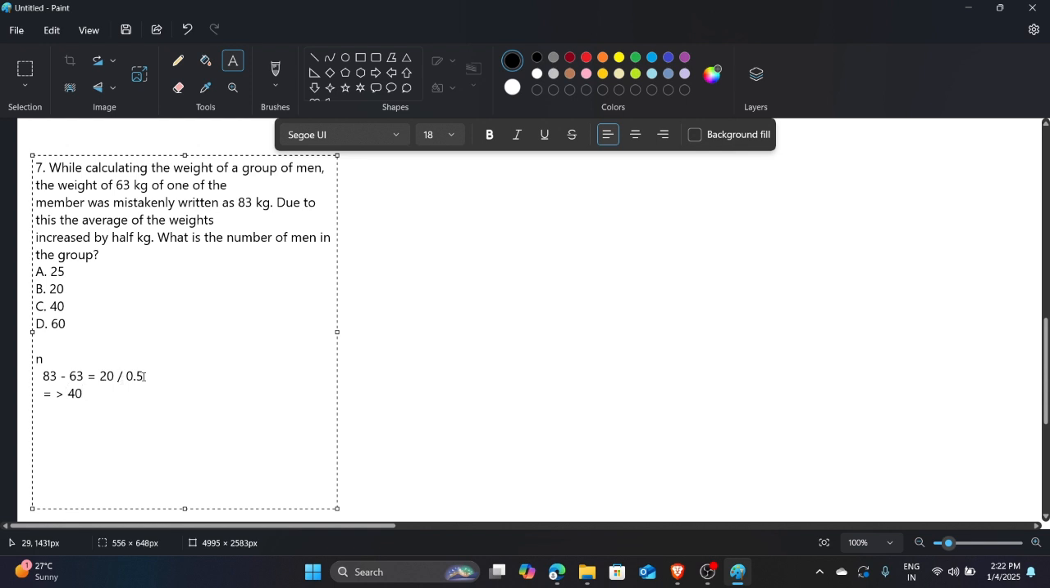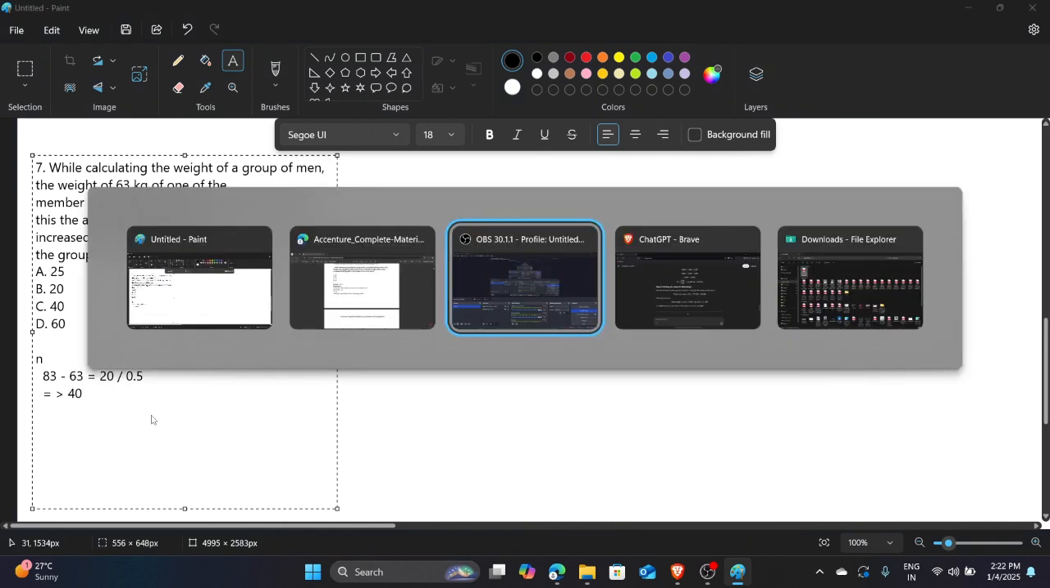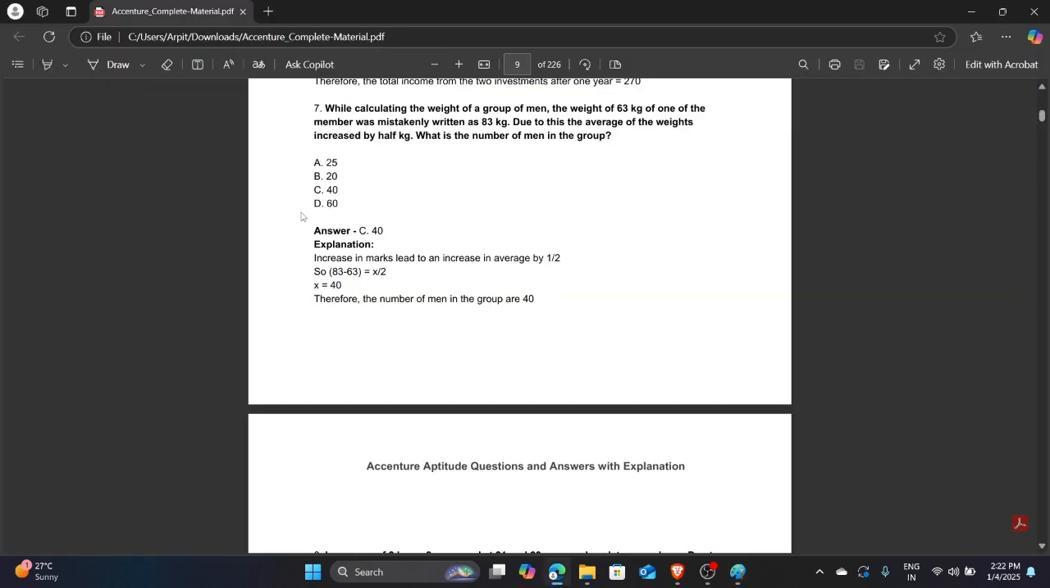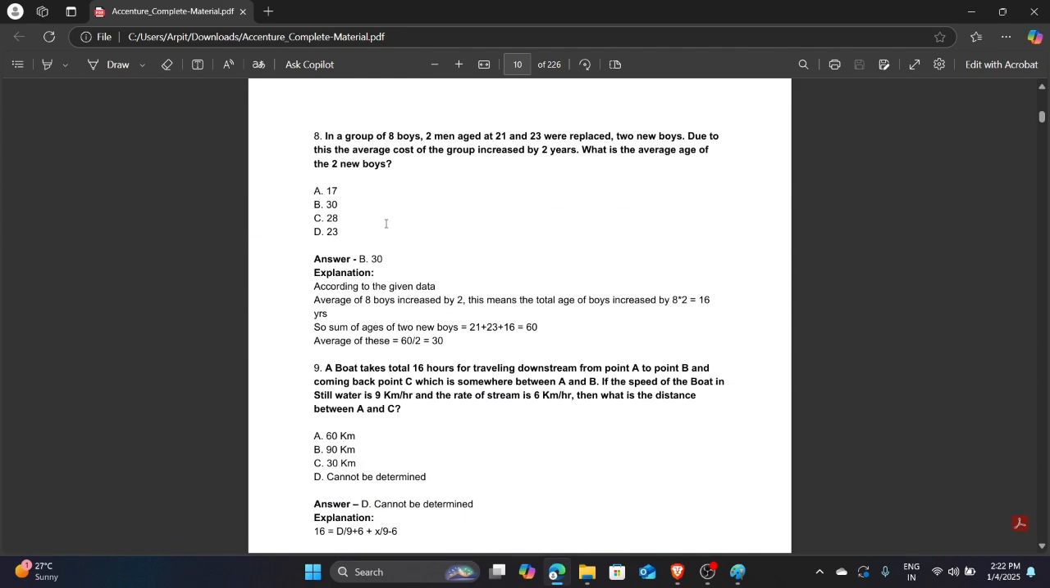I am expecting that you have the knowledge of basic math. When you divide 20 by half, you get 40, and this is the total number of men in the group. So this is an average concept question, and the question is also average. The answer is 40.